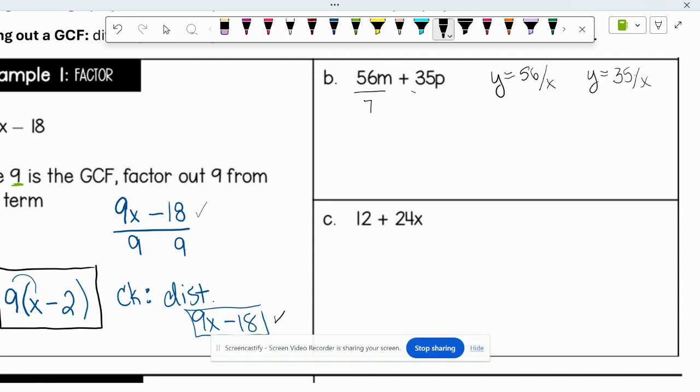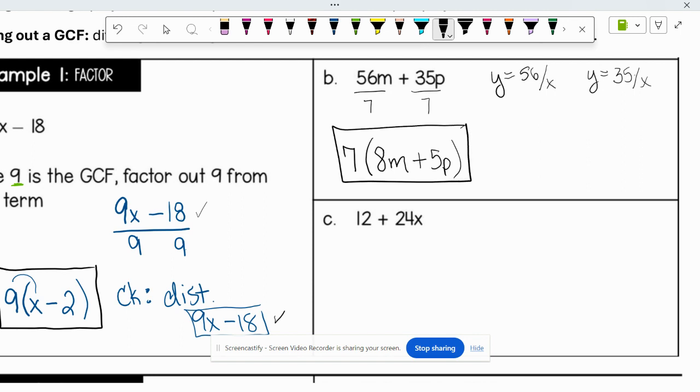7 divides them both. So I'm going to pull that 7 out. That 7 goes out to the front. Let's see. 56m divided by 7 is, right? What is it? 56 divided by 7. Isn't it 8? Yeah. And what is 35p divided by 7? 5p. Don't forget about your variables. So this is the factored form of 56m plus 35p.